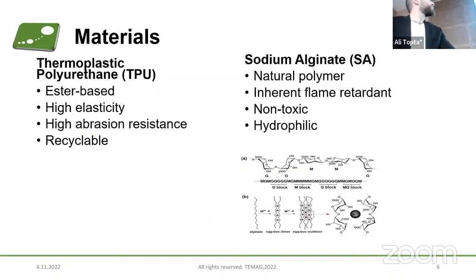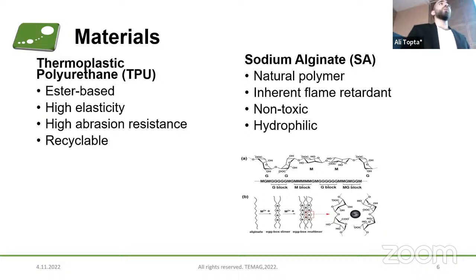So in our experiments, we have used TPU as the base polymer for our nanofibers. The grade that we have used is ester-based, and it's known to have higher mechanical and better chemical stability in comparison to the other TPU grade, which is ether-based. It has a high elasticity, high abrasion resistance. It's known also to be biodegradable, which means that it's recyclable.